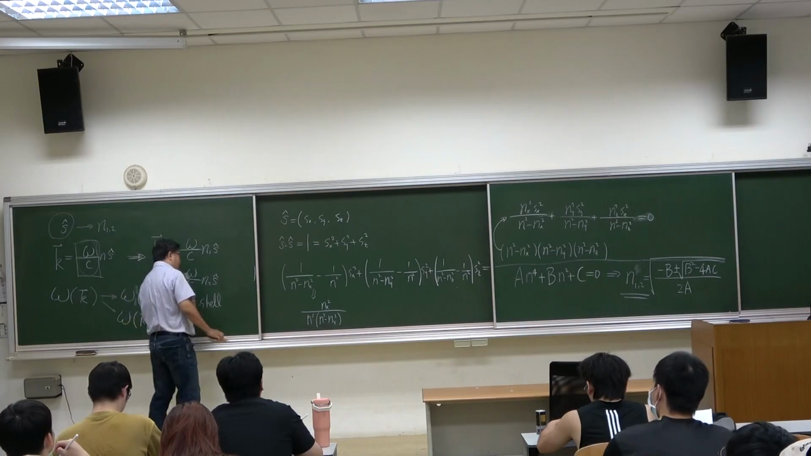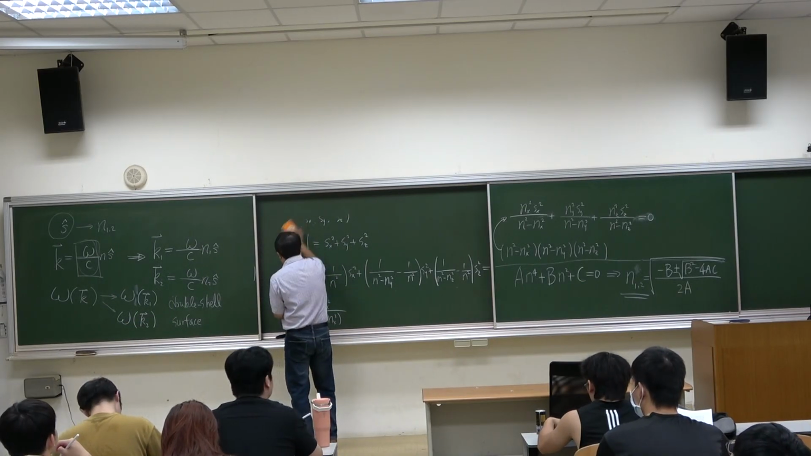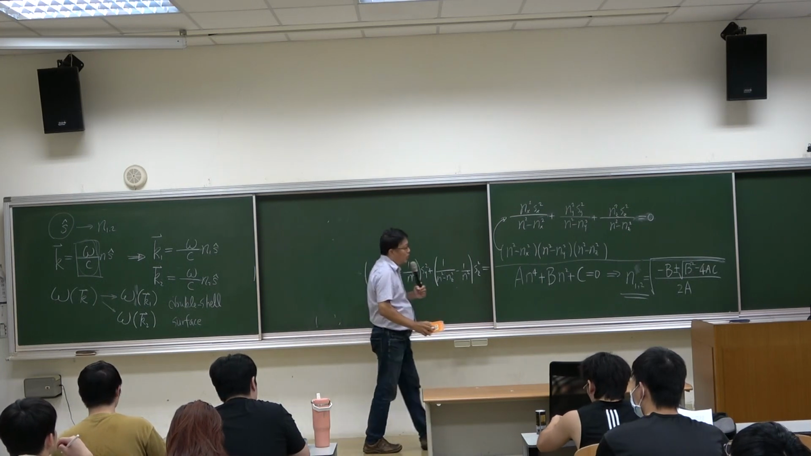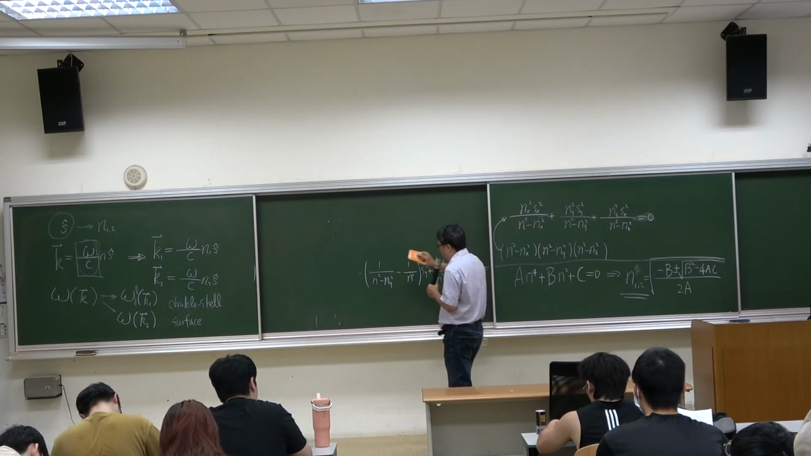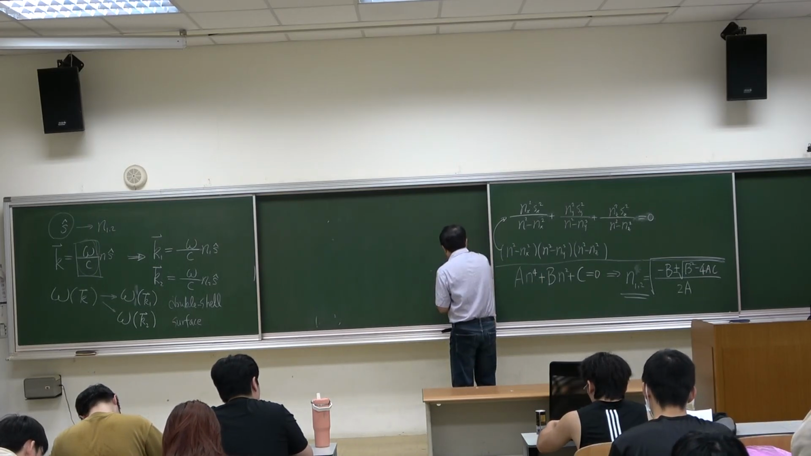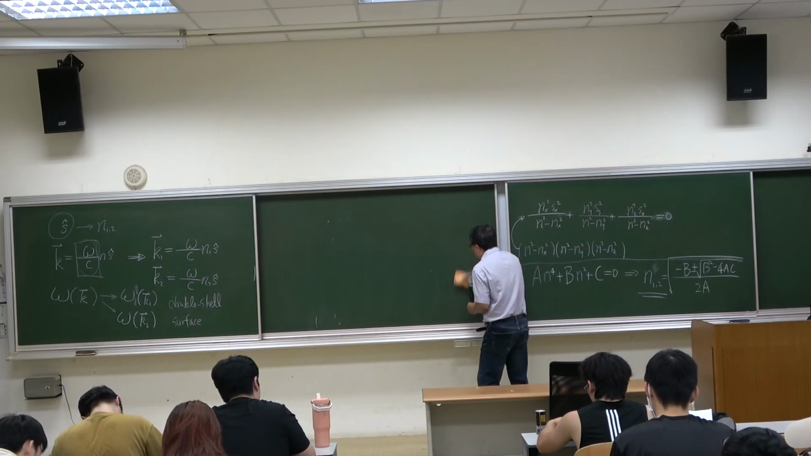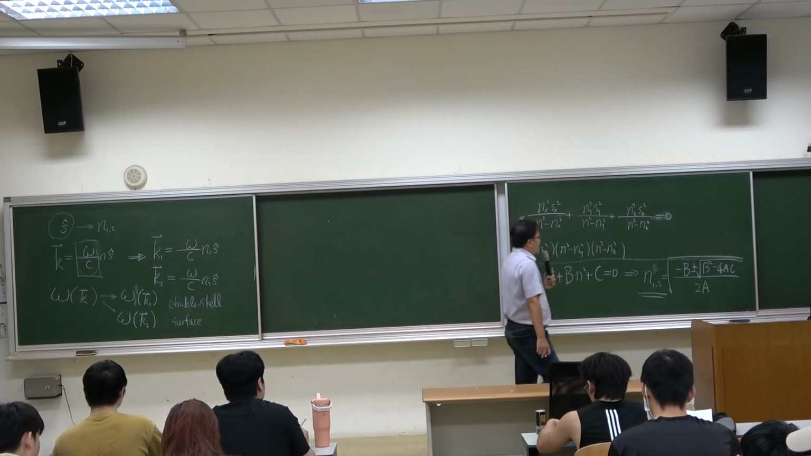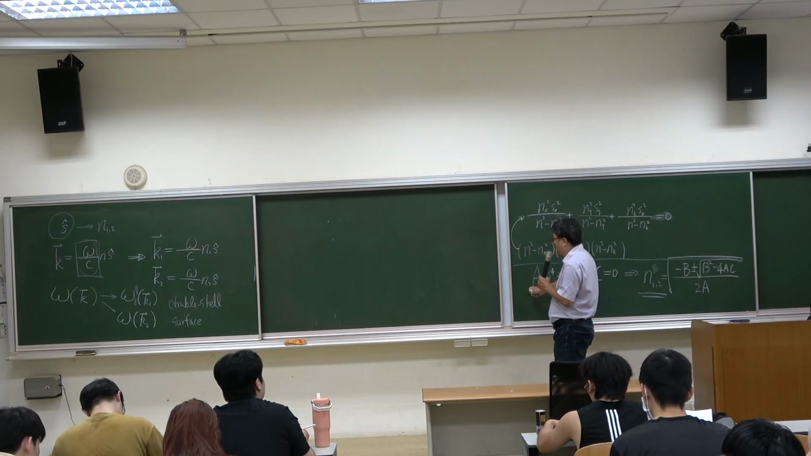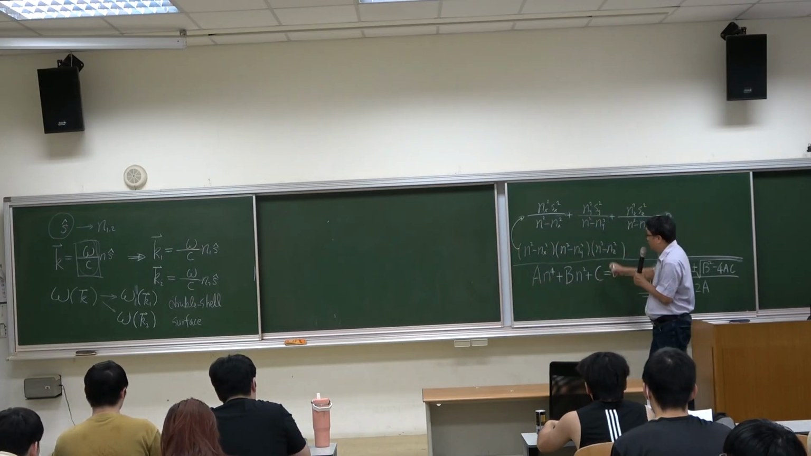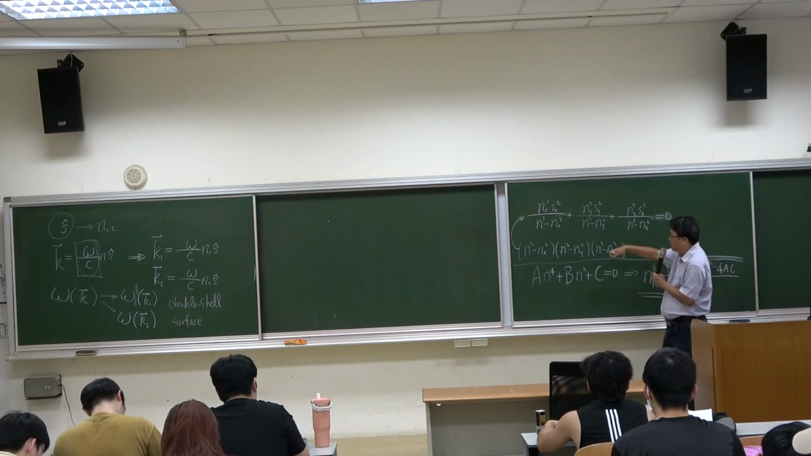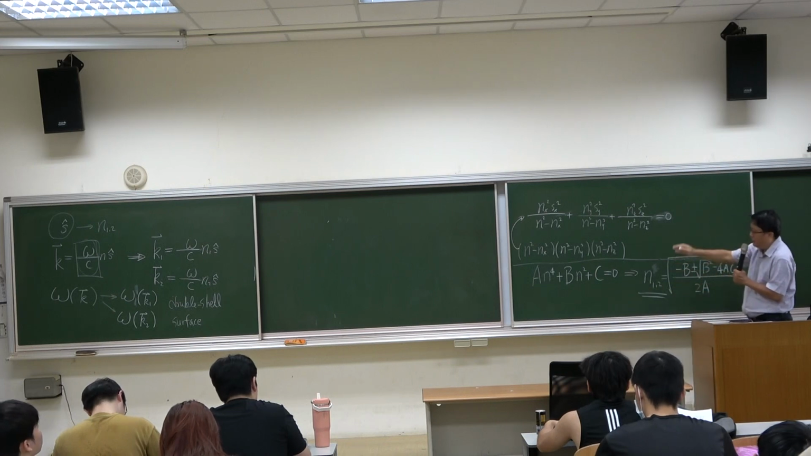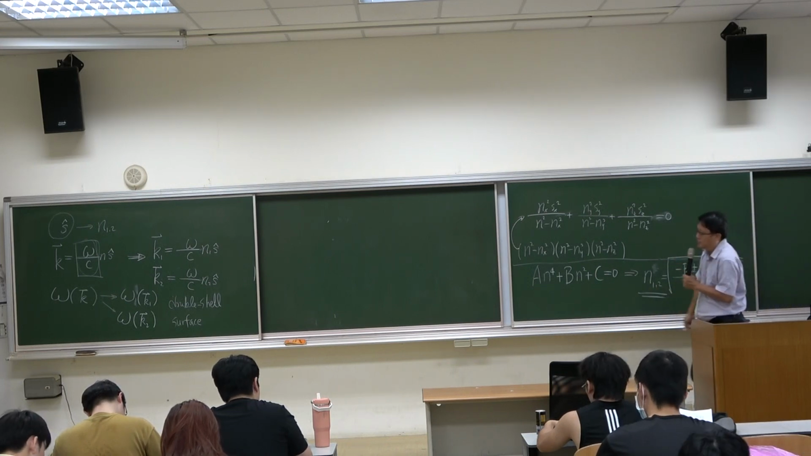So you get a very strange surface. The surface is described by a quartic equation. If you want to know these coefficients A, B, C, you just multiply this factor to this equation. Then you can find the three coefficients A, B, and C.